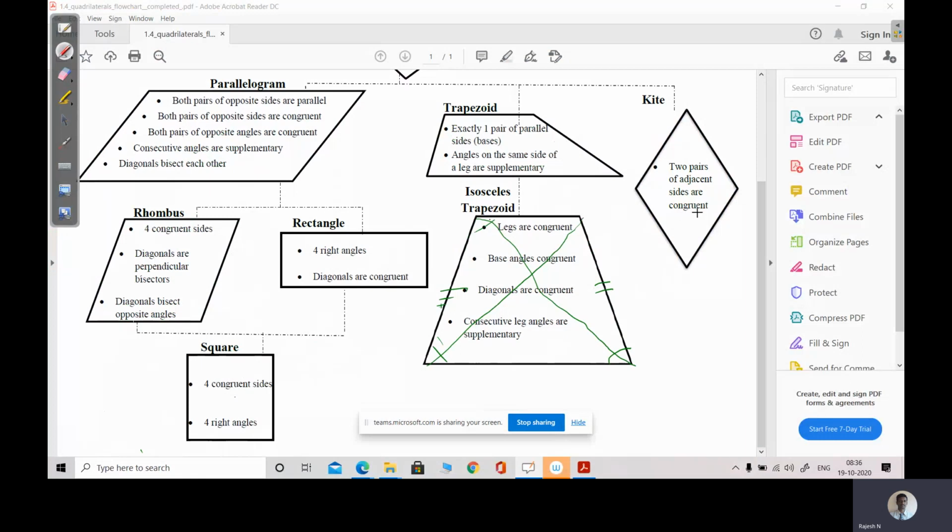Next, kite. Kite is two pairs of adjacent sides are congruent. These two sides should be equal and these two sides should be equal. This is a kite. So we can say that all rhombuses are parallelograms, all rectangles are parallelograms, all squares are parallelograms. But all parallelograms are not rhombuses, all parallelograms are not rectangles, all parallelograms are not squares. Okay, hope you understand.